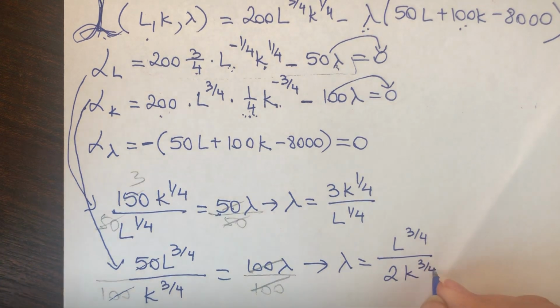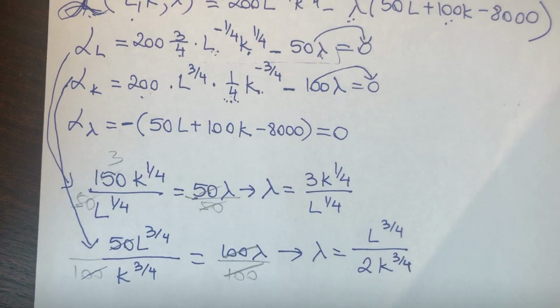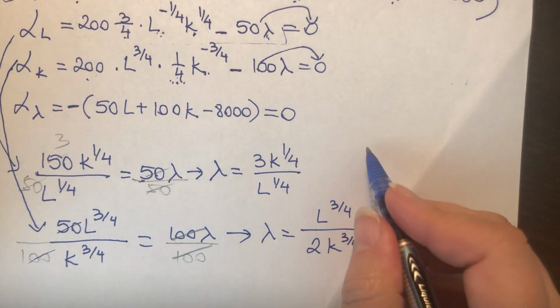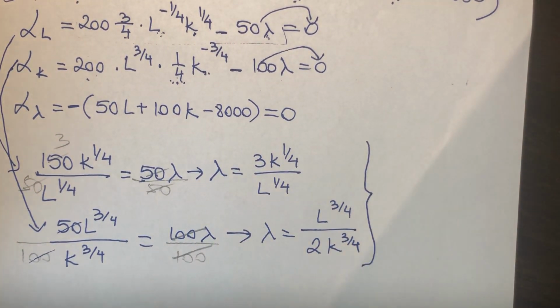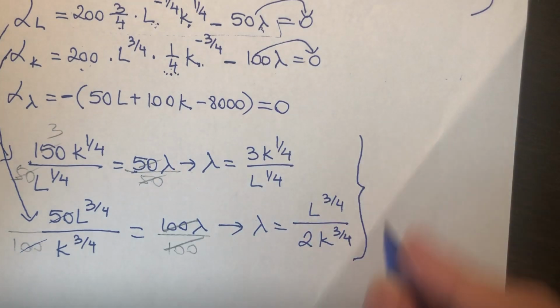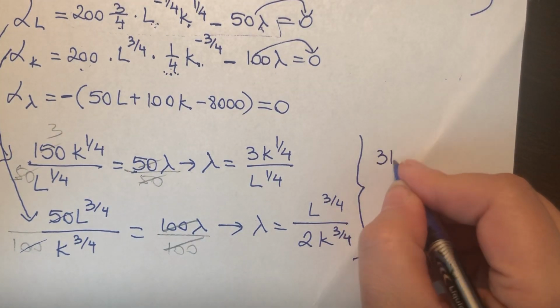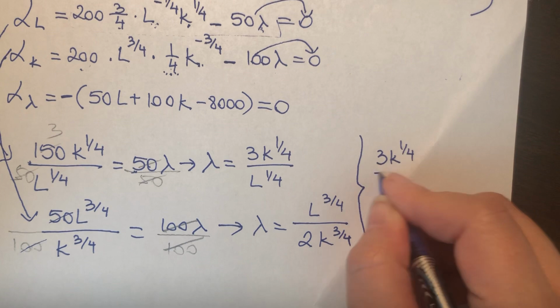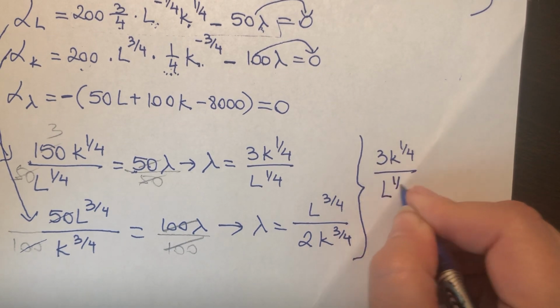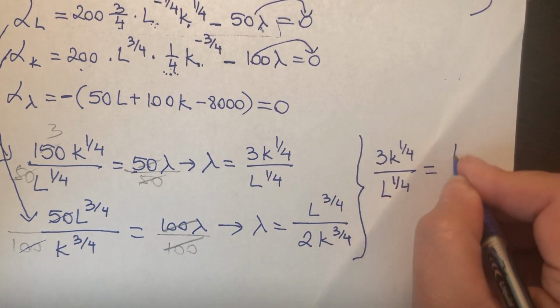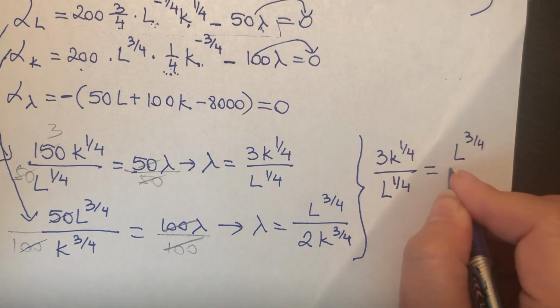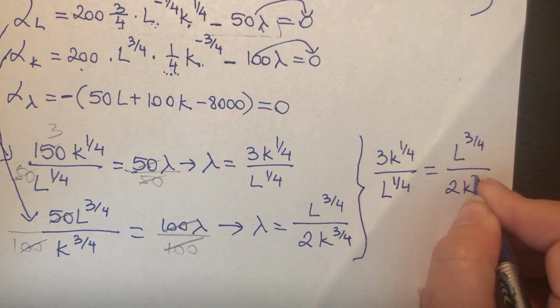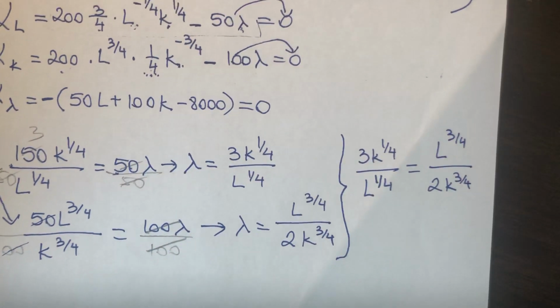Or it simply leaves me with that 2 on the bottom. Cool. That's actually pretty neat. So what we're going to do is, as always, set the two lambda equal to each other. So what I get is that 3 K to the 1/4 over L to the 1/4 is going to equal L to the 3/4 over 2K to the 3/4, which is really nice.